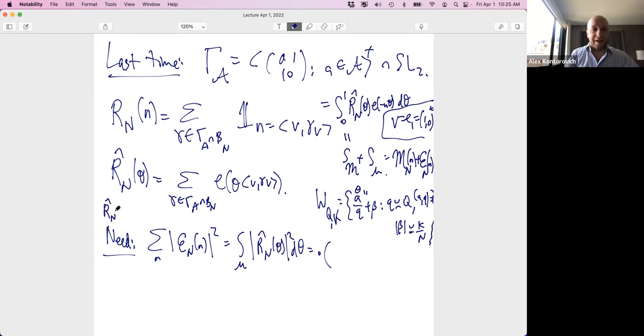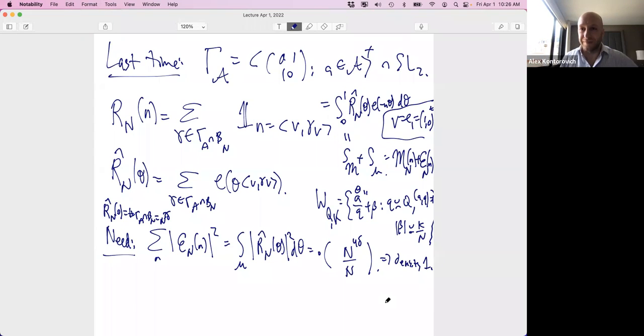So R_N hat of 0 is the number of elements in Gamma_A in a ball of size N, which is N to the 2 delta, roughly speaking. And so the main term will be N to the 2 delta over N. On average, we should get N to the 4 delta over N squared, times N. So if we get little o of this, that is what will give us density 1. Instead of individual error terms being of size N squared over N, the average error term in L2 is of size N squared over N. And there's N of them.